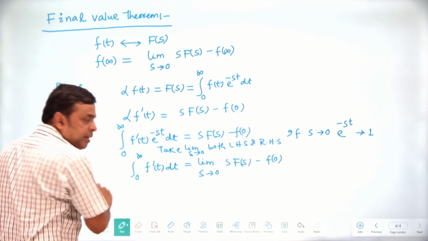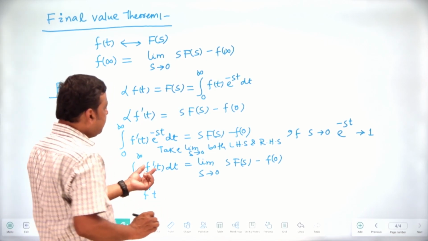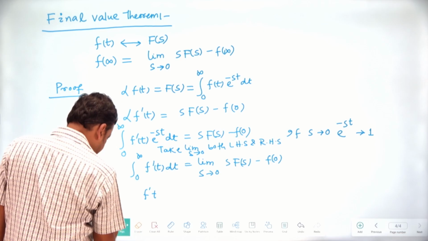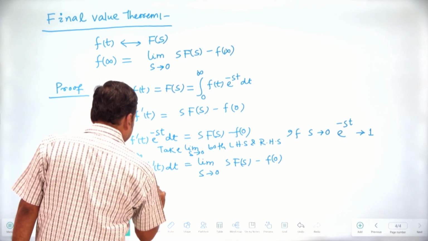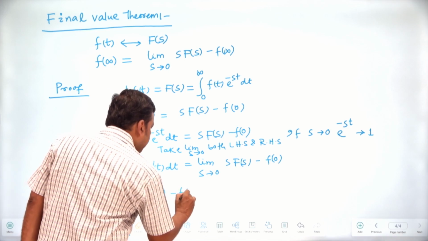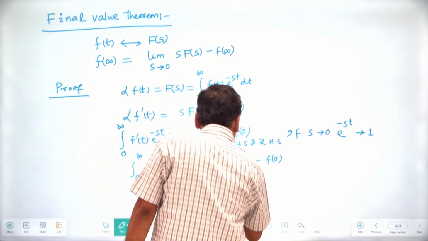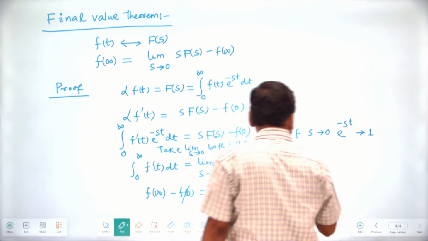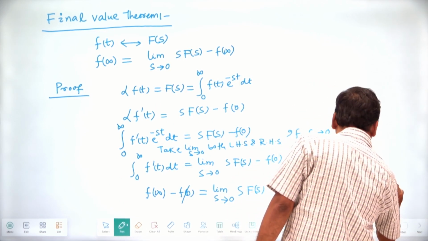Now f dash t dt is derivative and integration, so the integral of f dash t is nothing but f(infinity) minus f(0). The upper limit is infinity, so f(infinity) minus f(0) equals limit s tends to 0 of s F(s) minus f(0). The f(0) terms cancel out, and therefore f(infinity) equals limit s tends to 0 of s F(s).